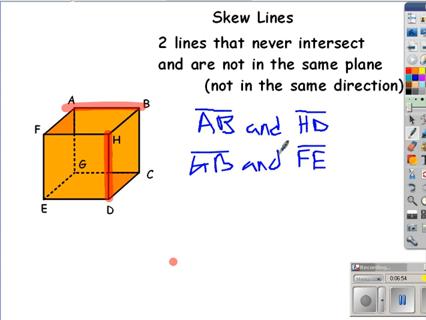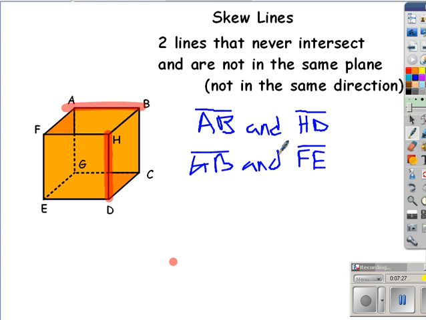There are quite a few of them. DC and EG are also ones that are skew with AB, and so there are a number of them. But you're looking for, again, lines that do not go in the same direction and never intersect. An easy way to tell that they don't intersect is they don't have a letter in common. AB and HD don't have a letter in common. AB and FE don't have a letter in common. So again, take some practice, look at a lot of different examples to try and determine which lines are skew.